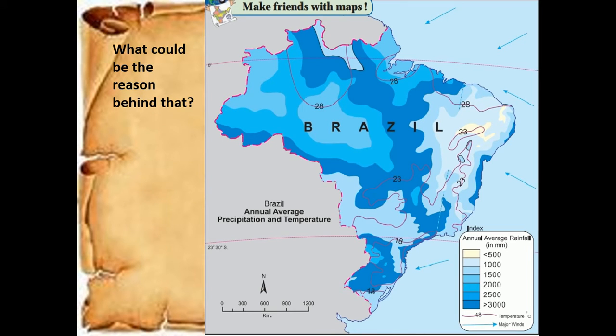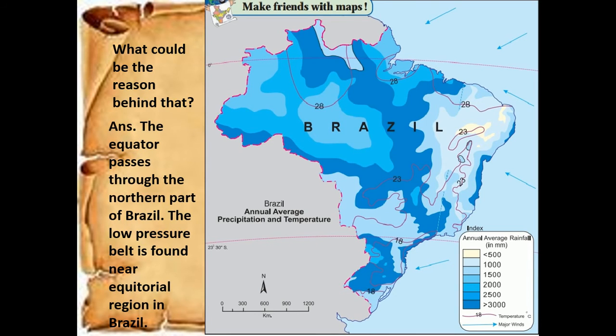What could be the reasons behind that? Now if you see the map, you have the equator, 0 degrees, which is passing on top, toward the north of Brazil, right? So there you have the low pressure belts forming. So we can say the equator passes through the northern parts of Brazil. The low pressure belt is found near the equatorial regions in Brazil.